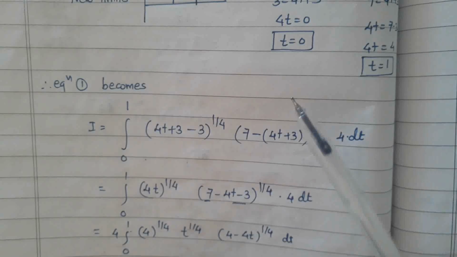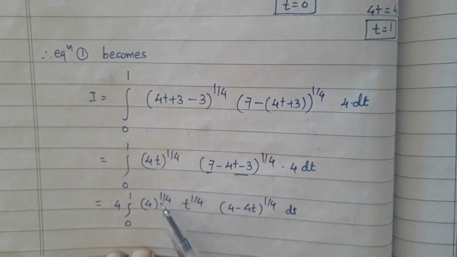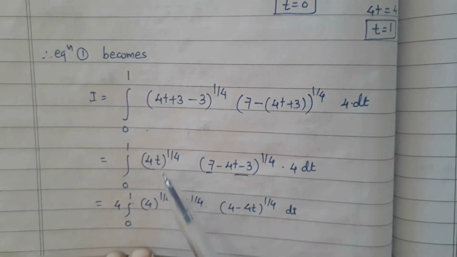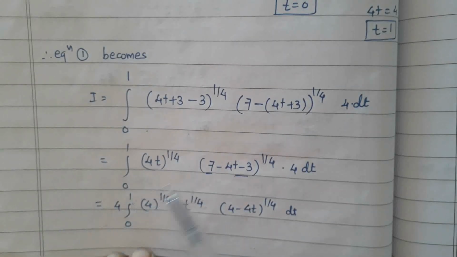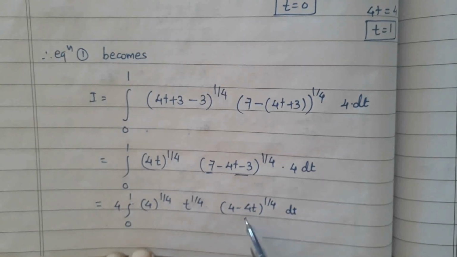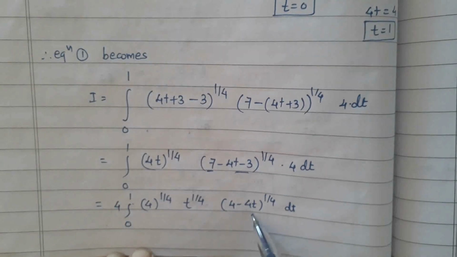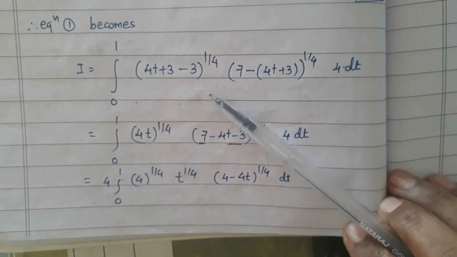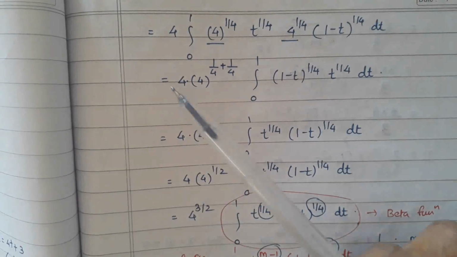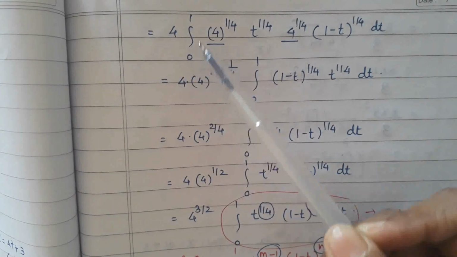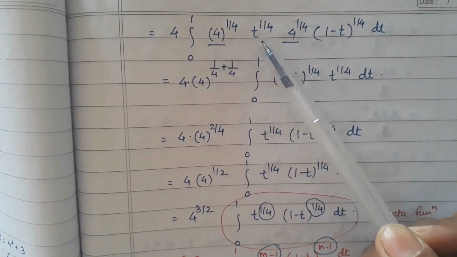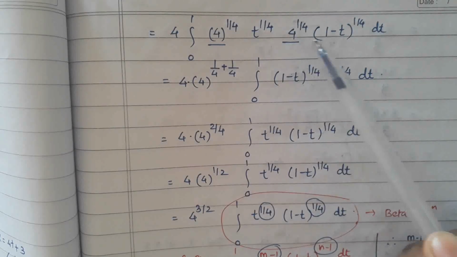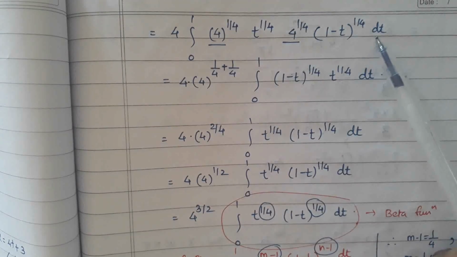4 is a constant, so write it outside the integral. Take 4 raised to 1/4 outside from t raised to 1/4. Take 4 outside from the bracket, and you will get a function of the form 1 minus t. This is equal to 4 into the integral from 0 to 1 of 4^(1/4) t^(1/4) 4^(1/4) (1 - t)^(1/4) dt.